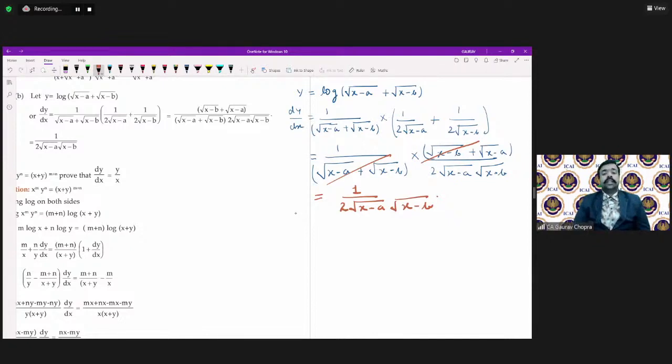In this last portion we have to apply the chain rule whenever there are multiple functions.